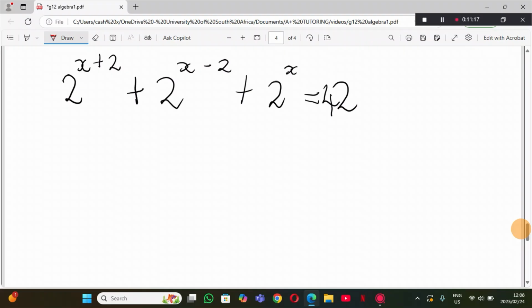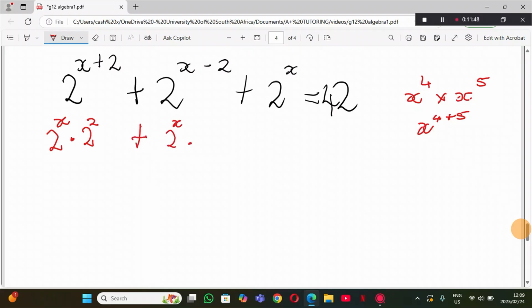So remember exponent rules, they say when you're multiplying exponents with the same base, the powers add, right? Our exponent rules say that when we have x to the power of 4 times x to the power of 5, I'm going to say x to the power of 4 plus 5. Meaning in this case, since I have x plus 2, that means I have a 2 to the power of x times a 2 to the power of 2. So now I go plus 2 to the power of x times a 2 to the power of minus 2. Okay. And then I now have plus a 2 to the power of x.